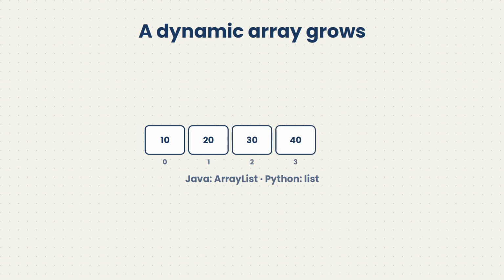A dynamic array is an array that automatically grows as you add more elements. In Java, this is the ArrayList. In Python, it is the built-in list. You still get the two things arrays are great at: storing elements in order and reading any element instantly by its index. But you no longer have to know the size in advance.